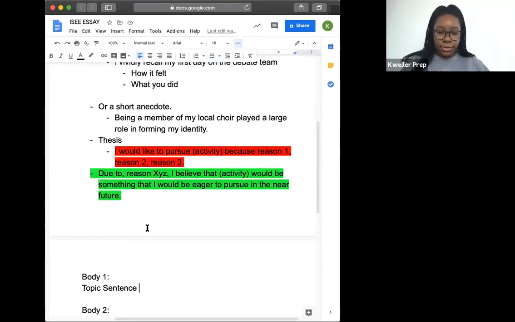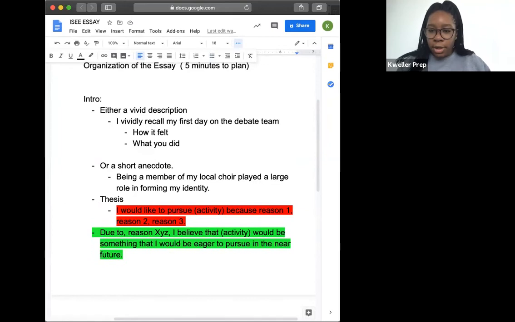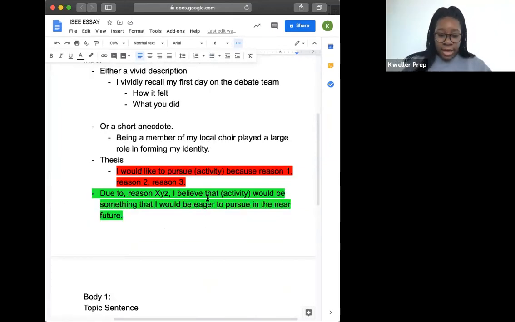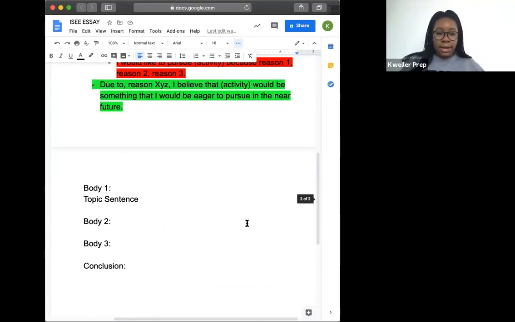Okay, so you want to pursue choir. All right, what are the reasons? So after our thesis, we had to write 3 reasons that you wanted to do this activity. You need 3 things because one idea corresponds to a body paragraph. So if you're running out of time and you only have 2 body paragraphs, you would give 2 reasons in your thesis for why you want to do something. But in this case, why you'd want to pursue a particular activity.